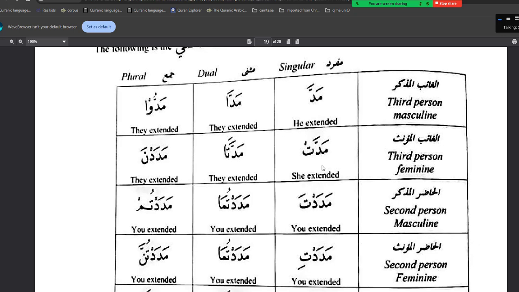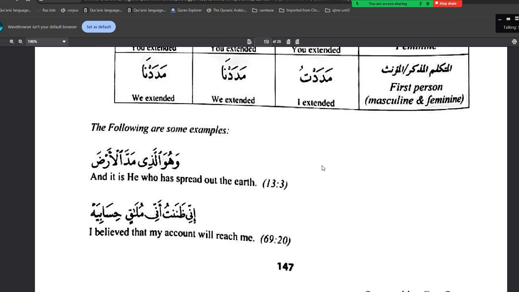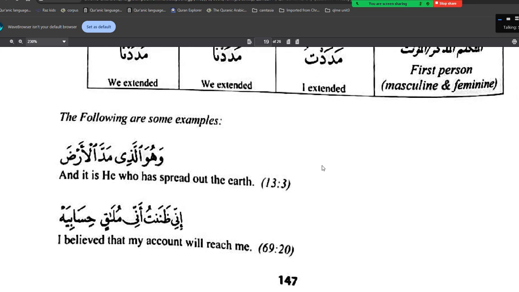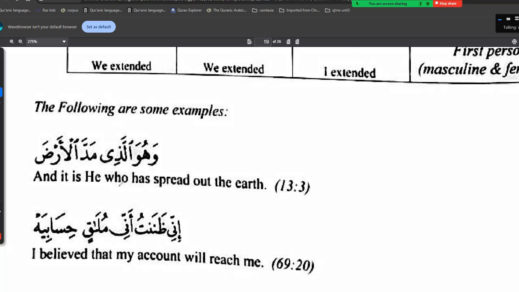So we have already done the madda chart, and the examples are: A'udhu billahi min ash-shaytan ir-rajim. Bismillah ir-Rahman ir-Rahim. Wa huwa alladhi madda al-ard, and it is He who has spread out the earth. So what do you think is the muda'af or double-legged verb in this ayah? Madda. Good, right? So this is huwa madda. It is He who has spread out the earth.